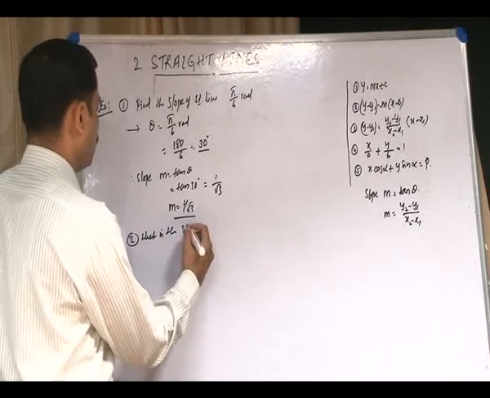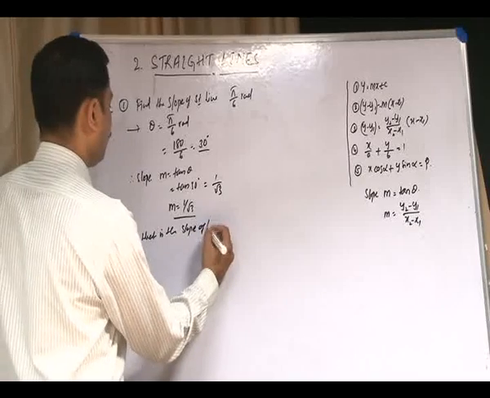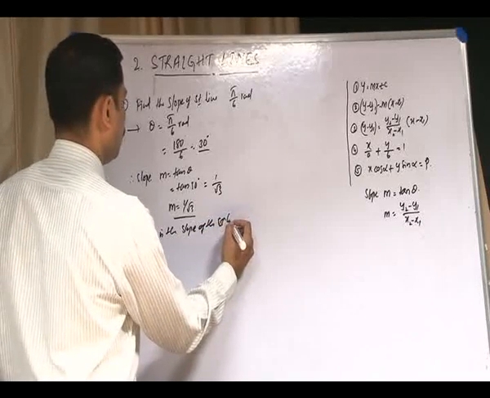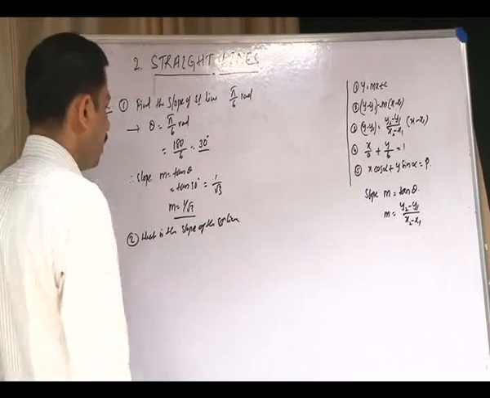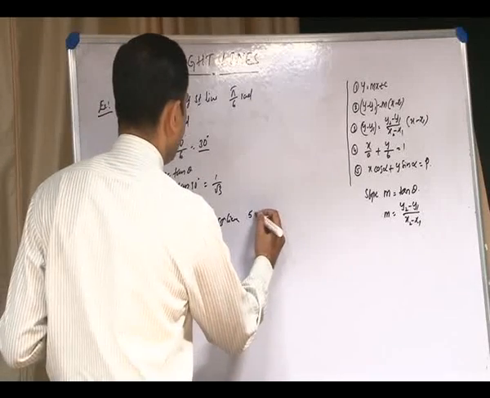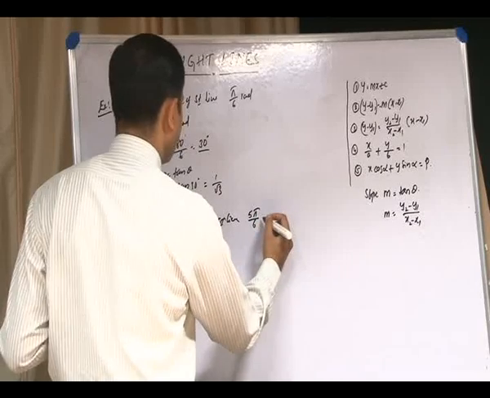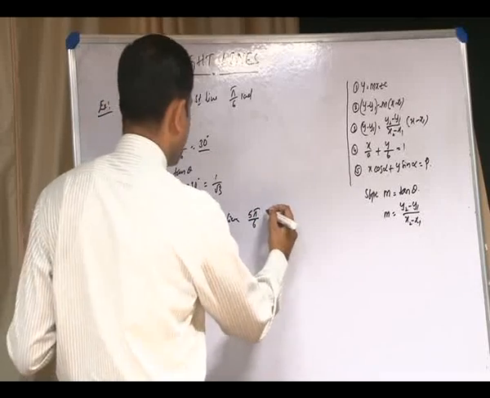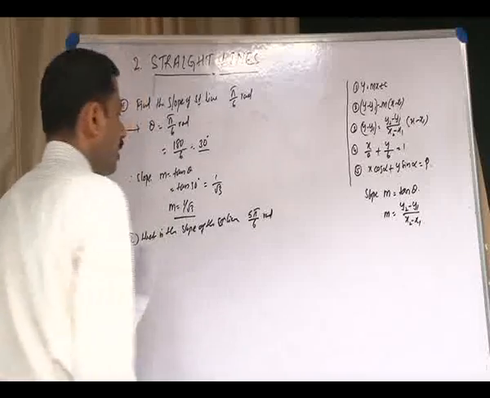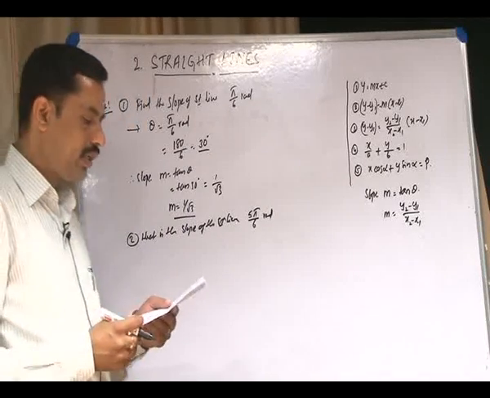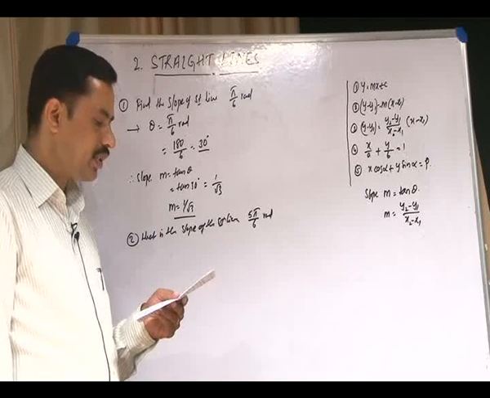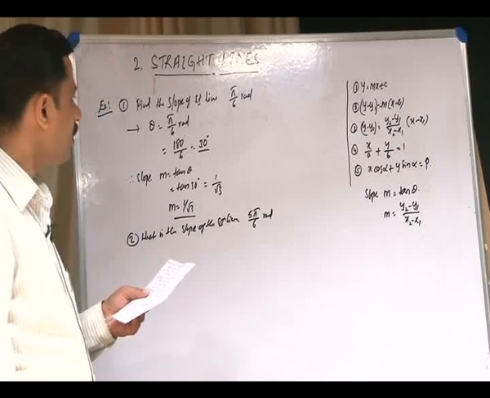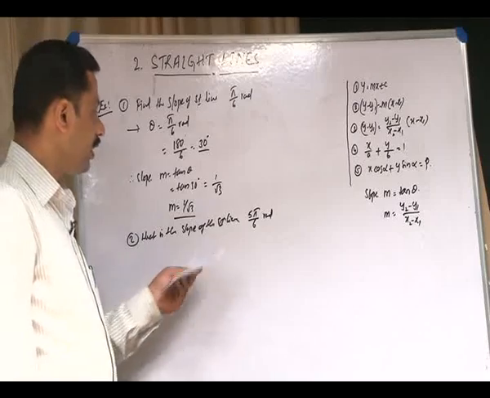What is the slope of the straight line whose inclination is 5 pi by 6 radians with the x-axis? So here inclination theta is given.